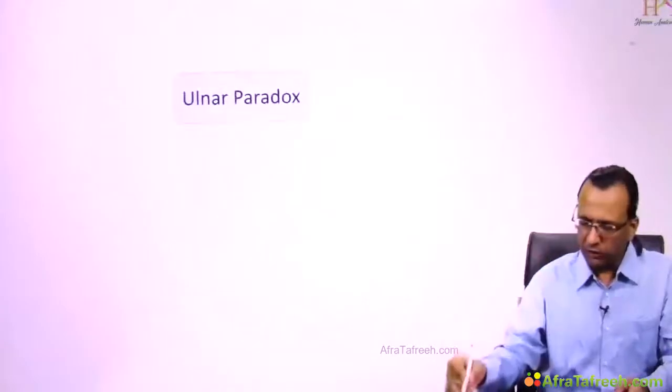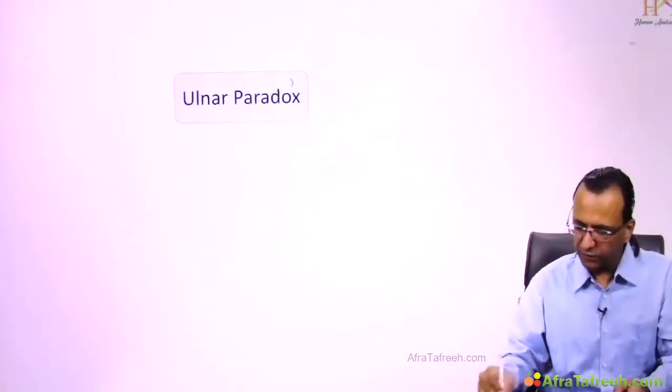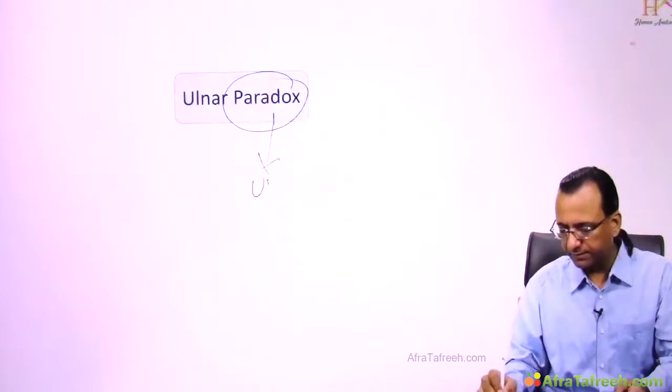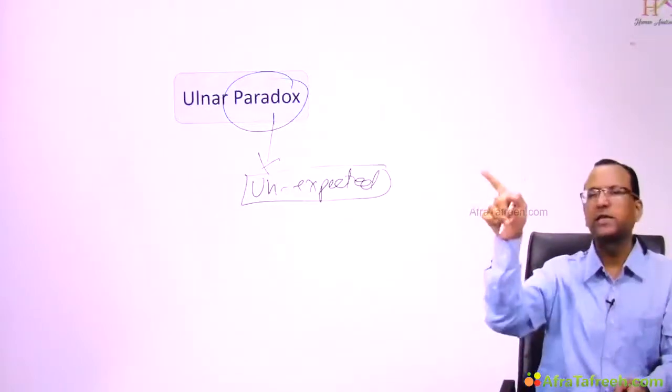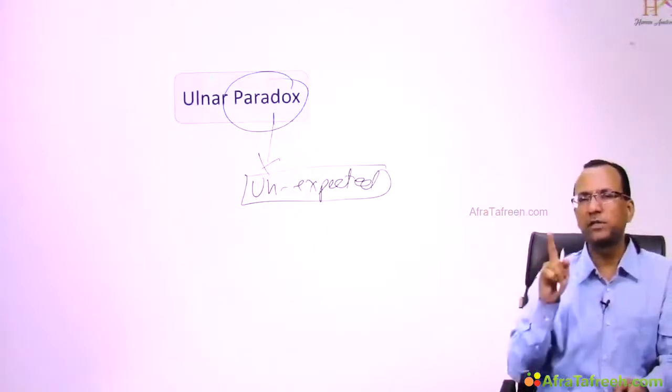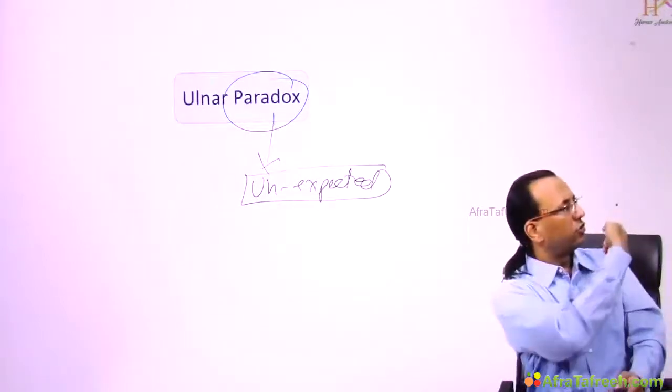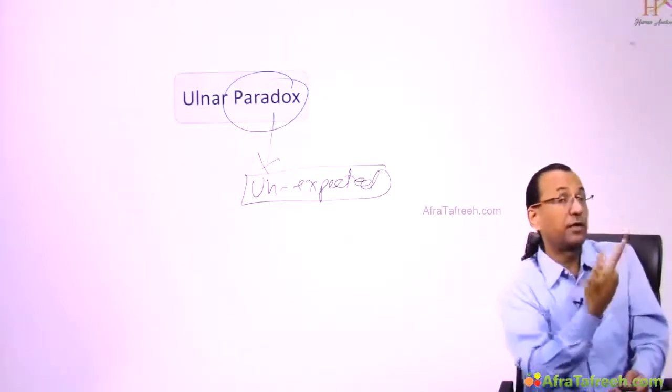Okay, what about the ulnar paradox? The ulnar paradox is something which is unexpected. Unexpected means like what? Like the sun rises in the east, and one day the sun rises in the west. So that is a paradox. You did not expect the sun to rise in the west.